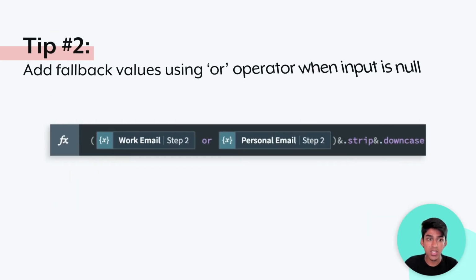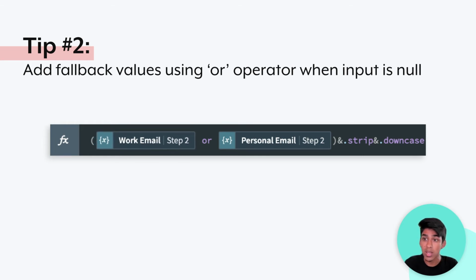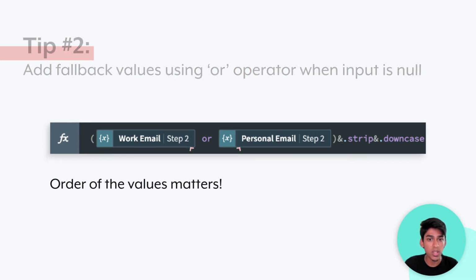The second tip is using alternate values. Oftentimes, your source data can contain the same value in multiple different fields. A good example of this is the email address of a lead, which can either be captured using a work email or a personal email. Since we care about obtaining just a single valid email from either of these 2 fields, we use the OR operator to choose between them. And remember that order matters, so make sure to prioritize your work email by placing it first in the formula.